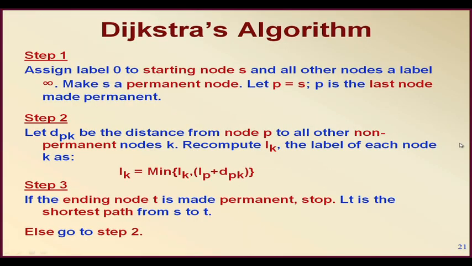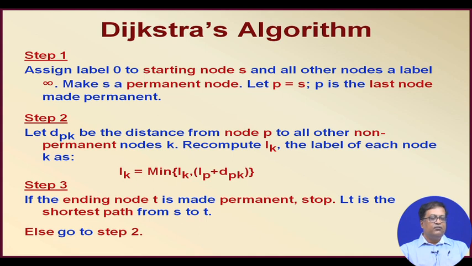Now, this is the official statement of Dijkstra's algorithm, let us note it down. First of all, assign a level 0 to the starting node S and all other nodes a level infinity. Make S a permanent node. Let P equal S, where P is the last node made permanent. That is step 1.